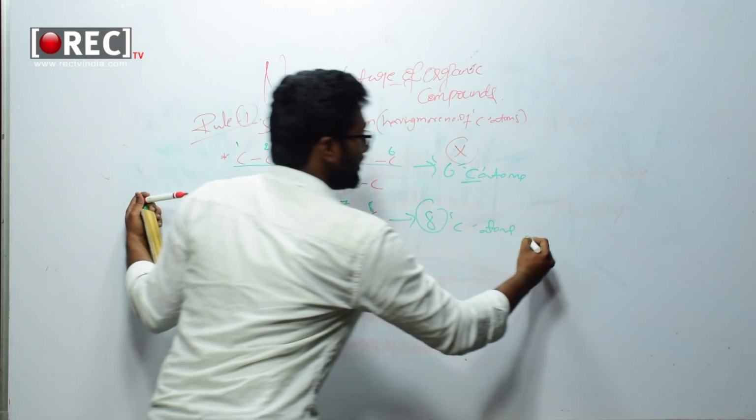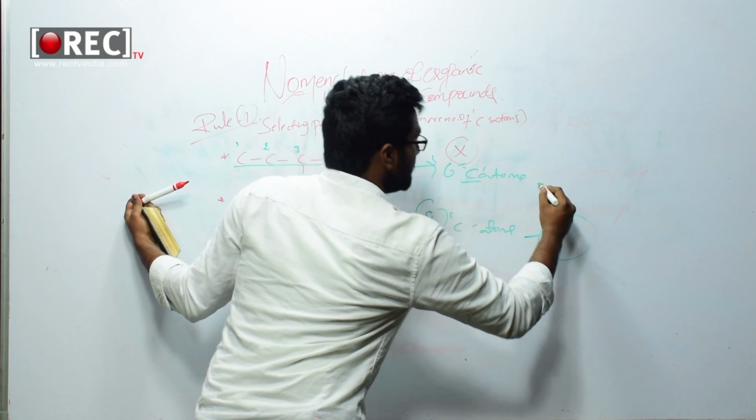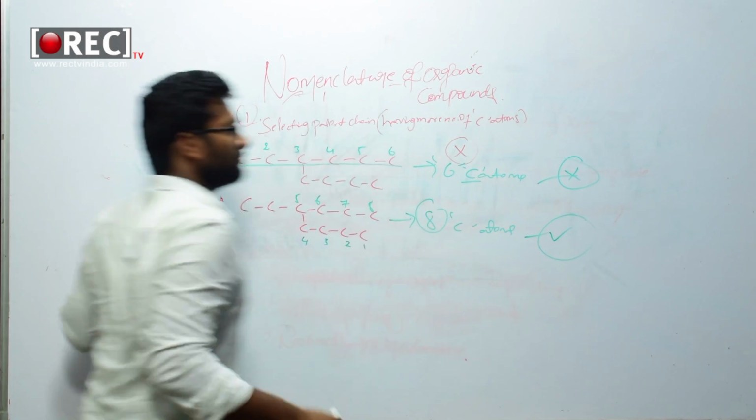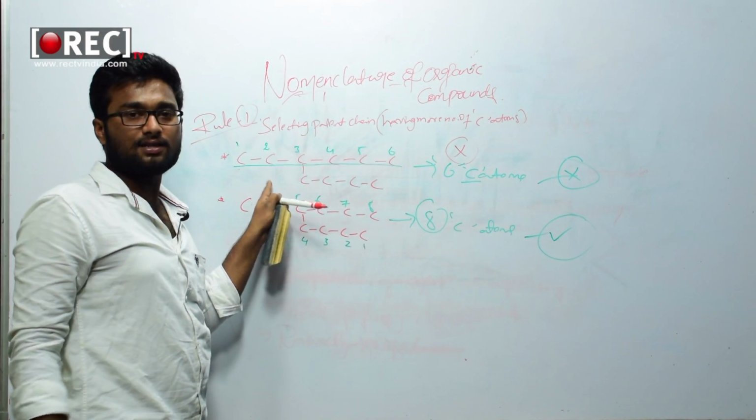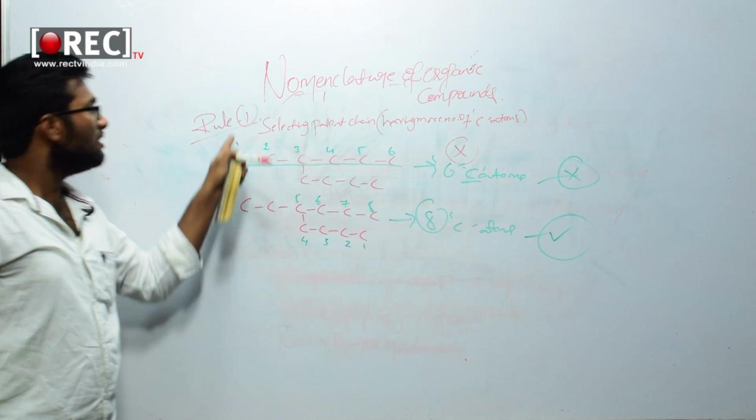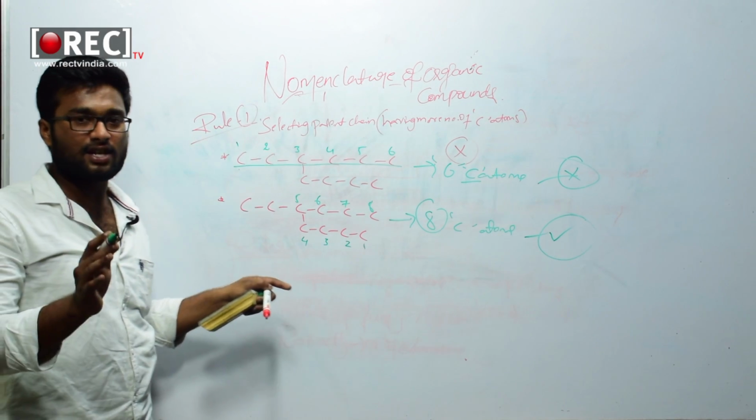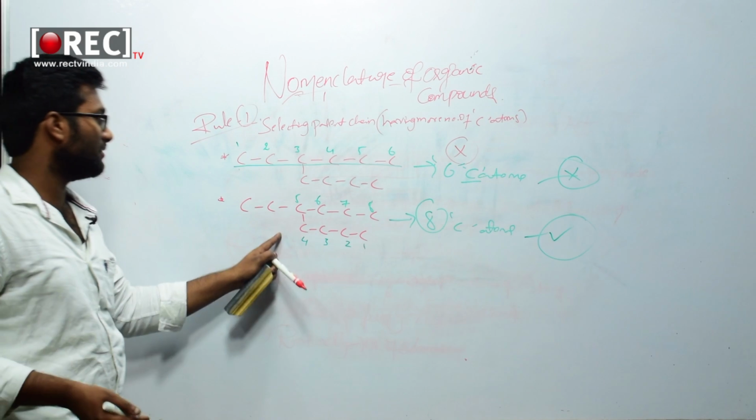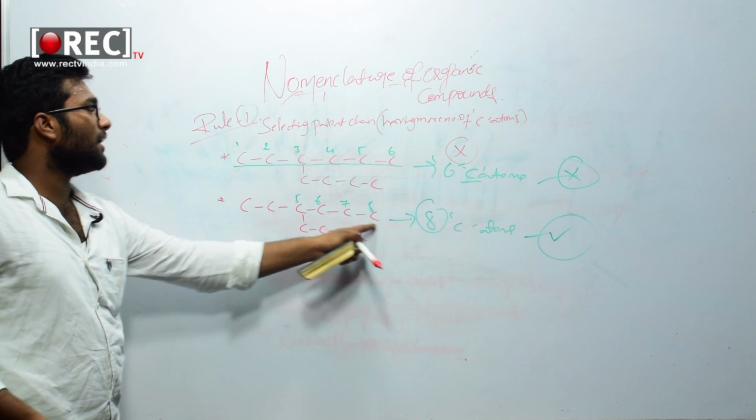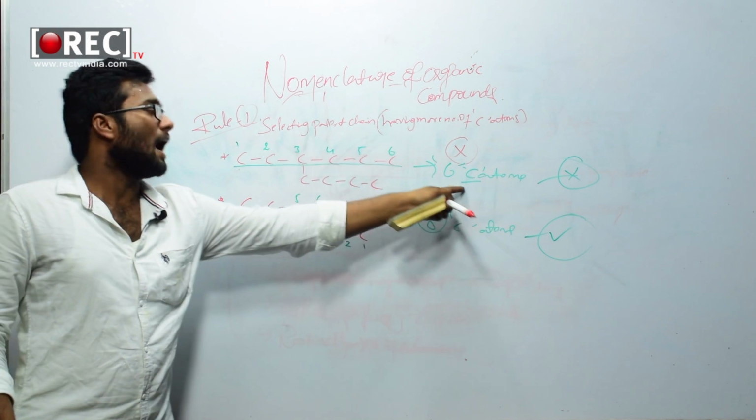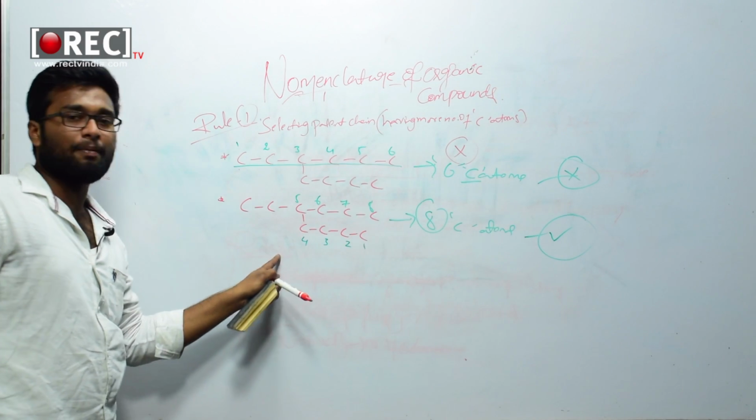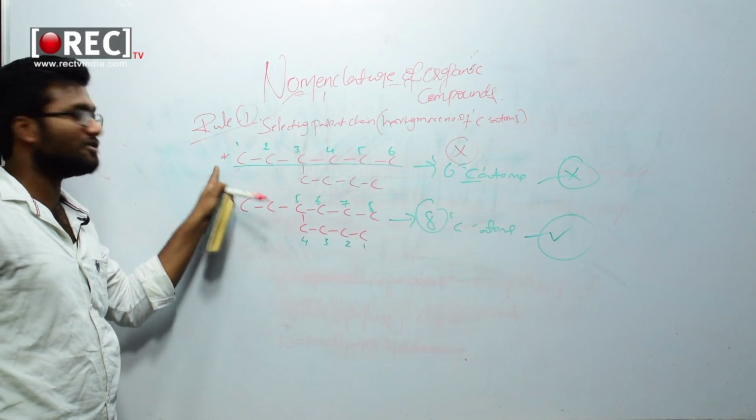Hence this becomes our parent chain. This does not become the parent chain. We should not number like this. This will be wrong and this will be right, because the first rule to remember is selecting the parent chain with more number of carbon atoms, like this. If I number like this, I am getting 8 carbon atoms. If I number like this, I am getting 6 carbon atoms. Hence, this becomes the parent chain, this does not become the parent chain, this will be wrong.